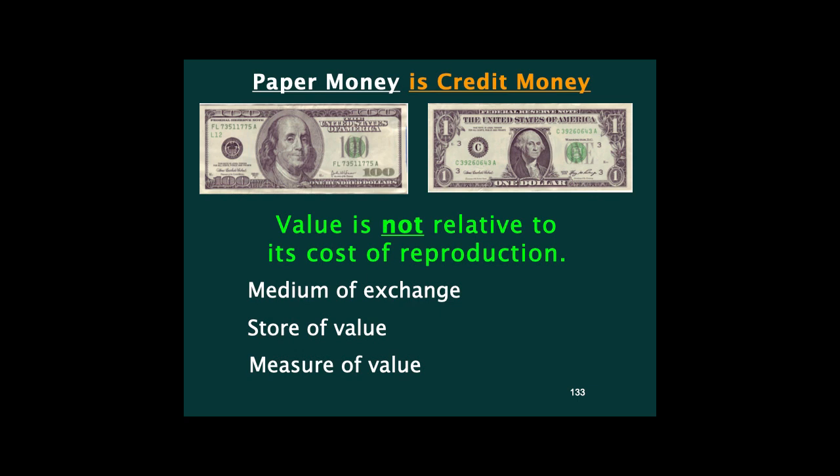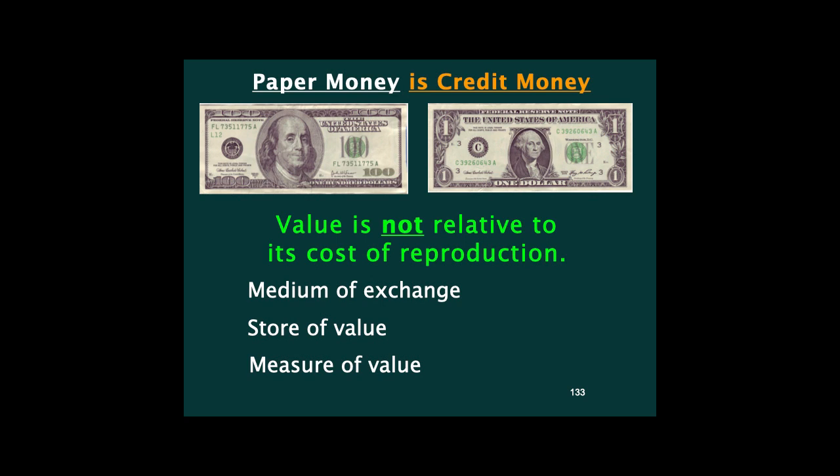And paper money, credit money, fiat has a value based on what? Its value is not relative to the cost of production, because a $1 bill and a $100 bill cost the same to make. It's exchange value. It's right, exactly. What you can get for it in exchange. So it's a medium of exchange, a store of value, not a very good one right now, is it? And a measure of value.